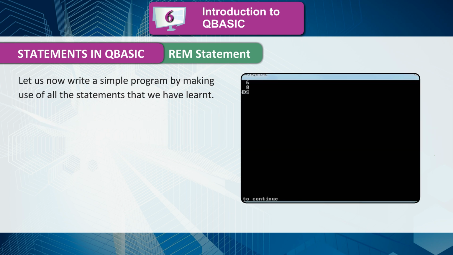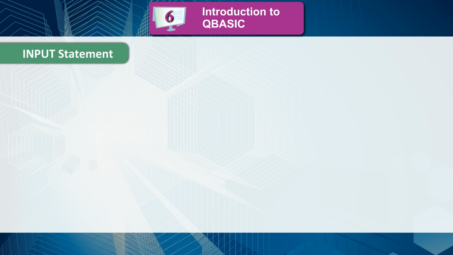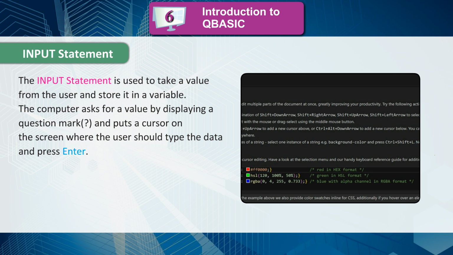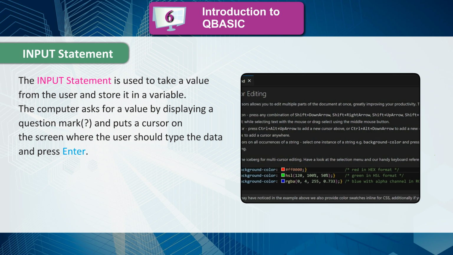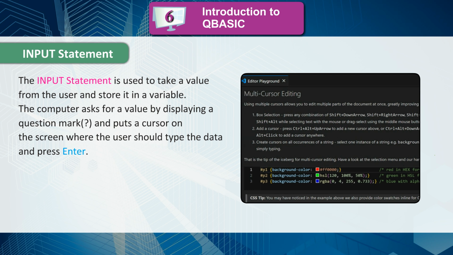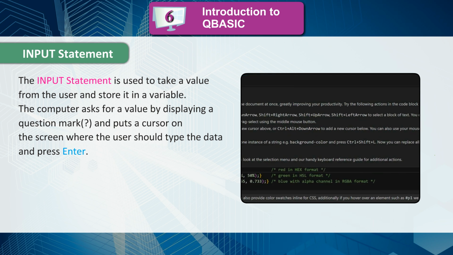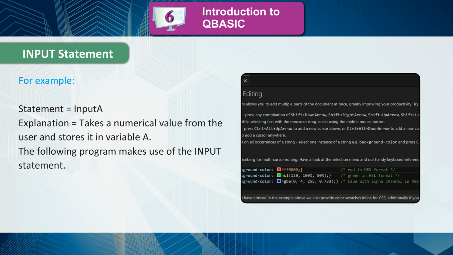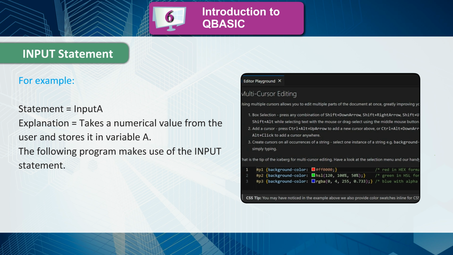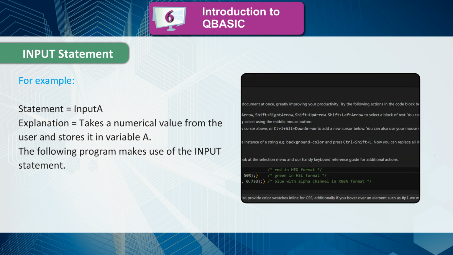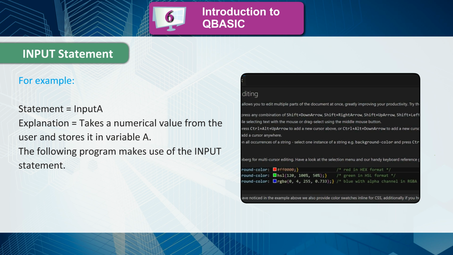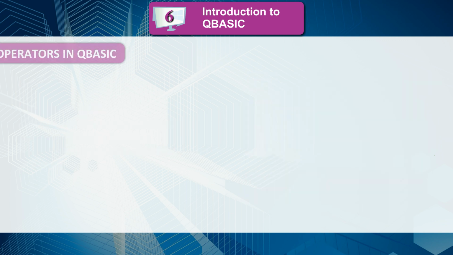Let us now write a simple program by making use of all the statements. Input statement. The input statement is used to take a value from the user and store it in a variable. The computer asks for a value by displaying a question mark and puts a cursor on the screen where the user should type the data and press enter. For example, statement: input a. Explanation: takes a numerical value from the user and stores it in variable a. The following program makes use of the input statement.